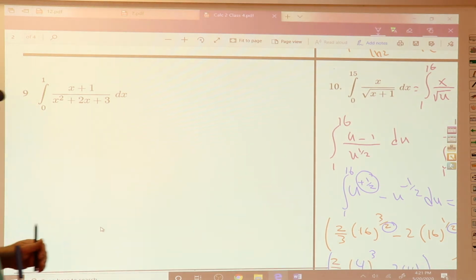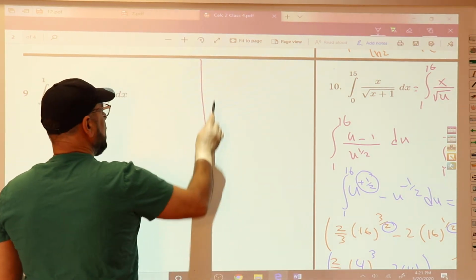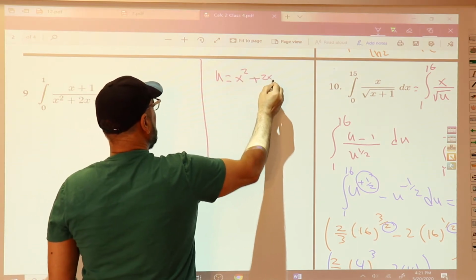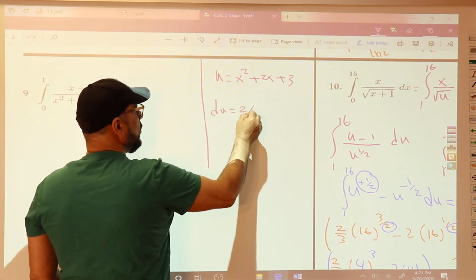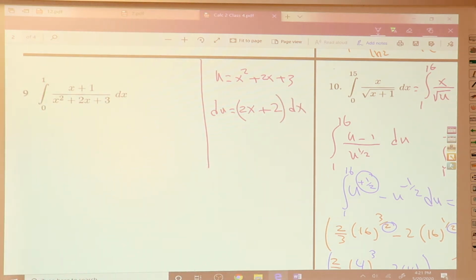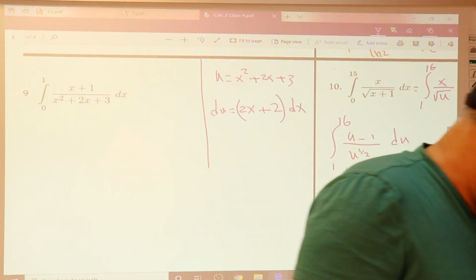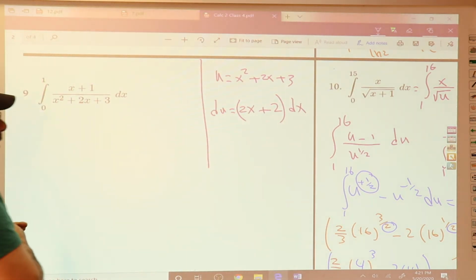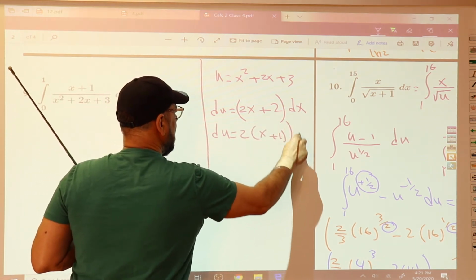Okay, here. What's my u? My u is what? u equals x squared plus 2x plus 3, du equals 2x plus 2 dx, right? No, this is not the same. 2x plus 2 is not the same as x plus 1. Then what I can do here is du equals 2 times (x plus 1) dx.